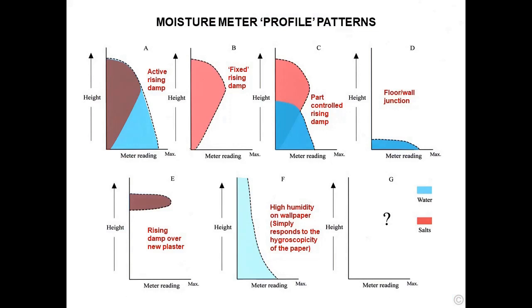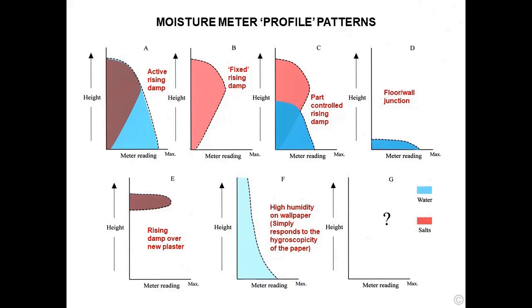These are the actual profile patterns, and I think they're very much self-explanatory, where we're looking at the distribution of water and the distribution of salts. The interesting one, not covered previously, is pattern F, where we've got some high-ish readings at the base of the wall, and they tend to decline as we go right the way up the wall. A possible interpretation of this is high humidity on wallpaper. In other words, the meter is simply responding to the hygroscopicity of the paper.